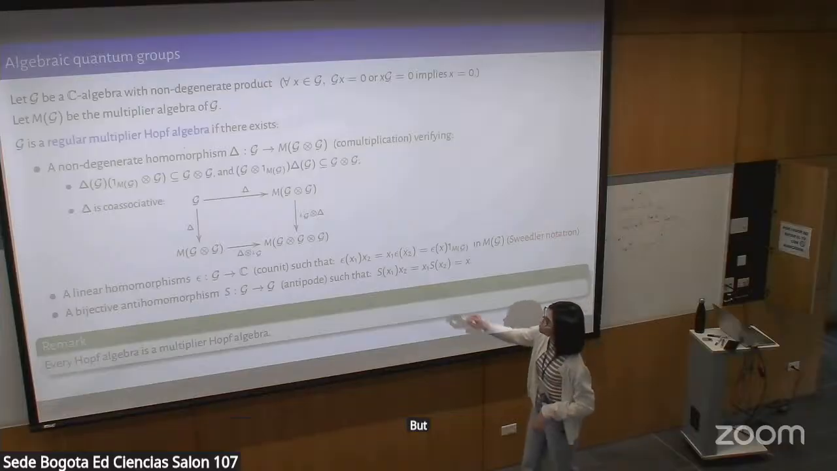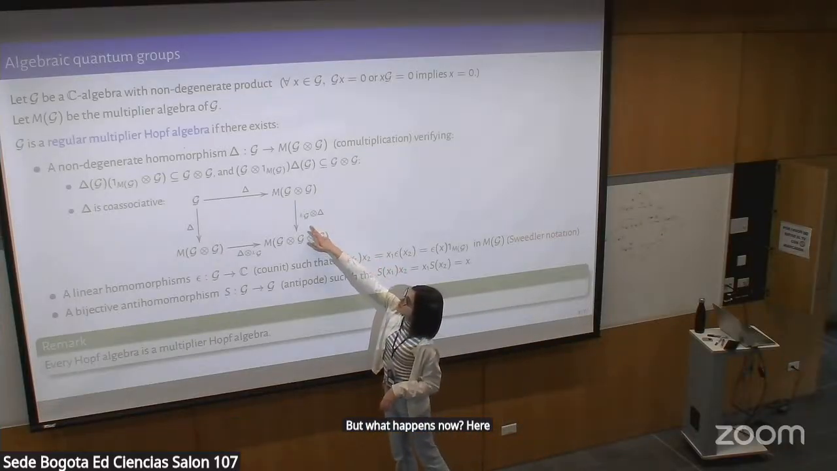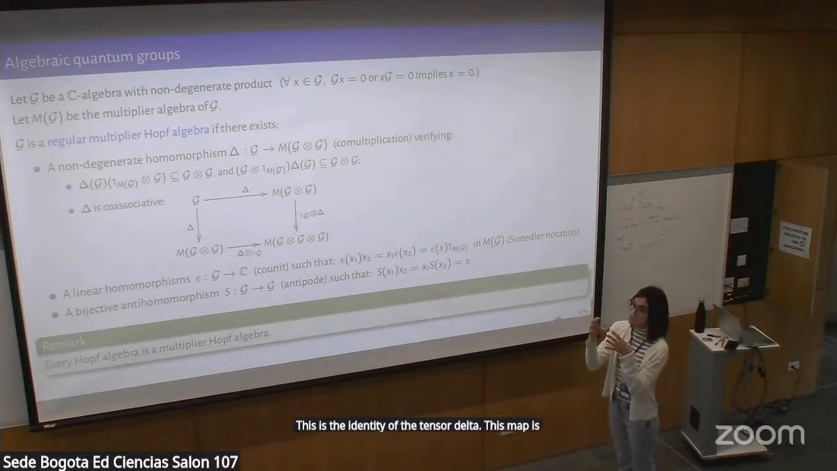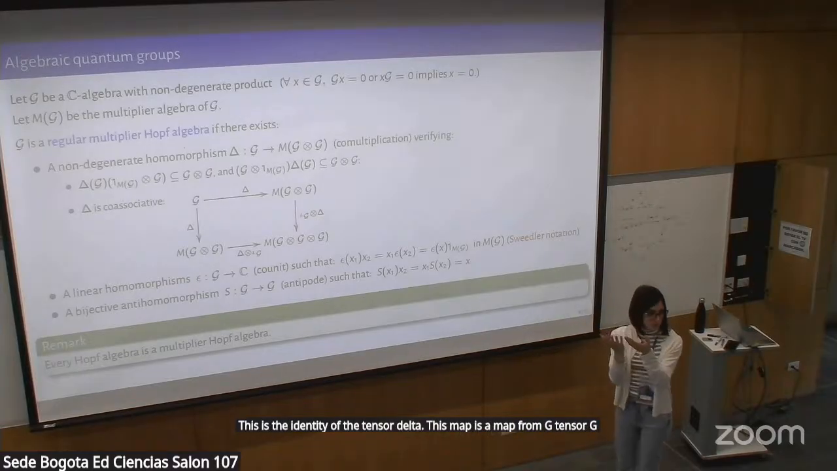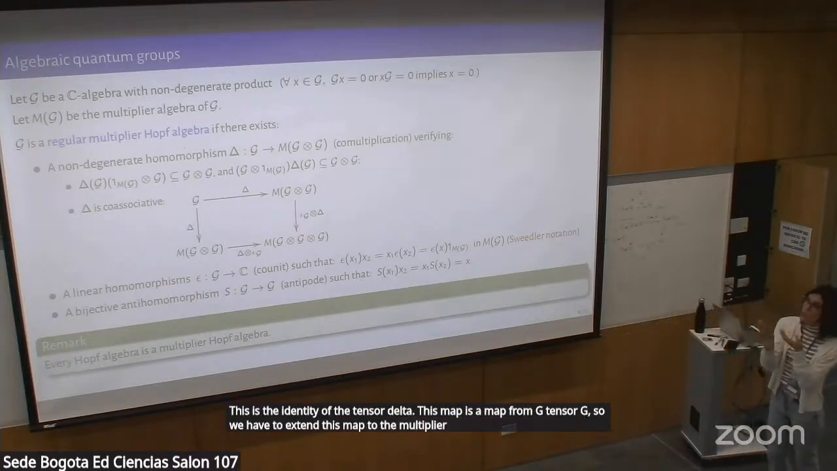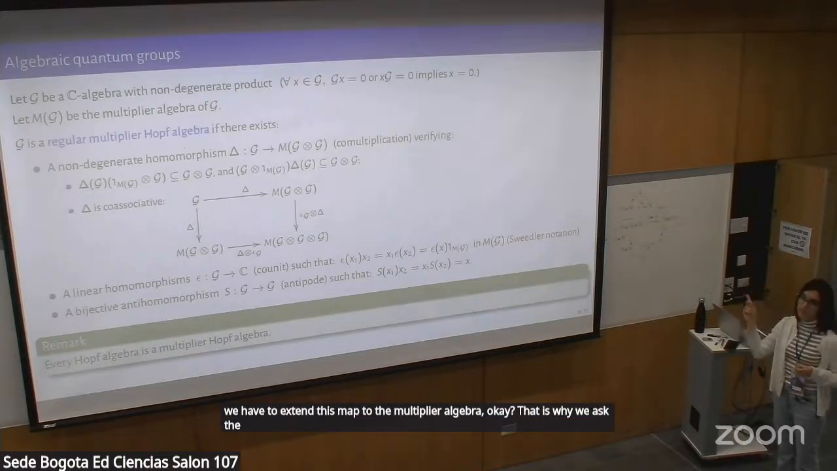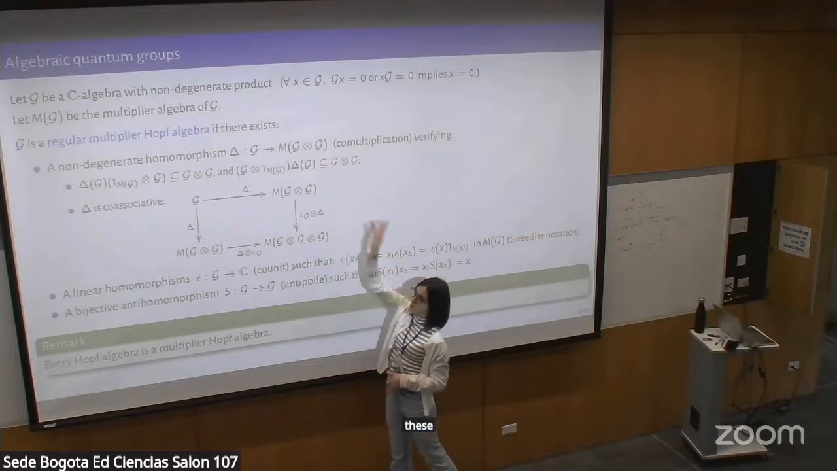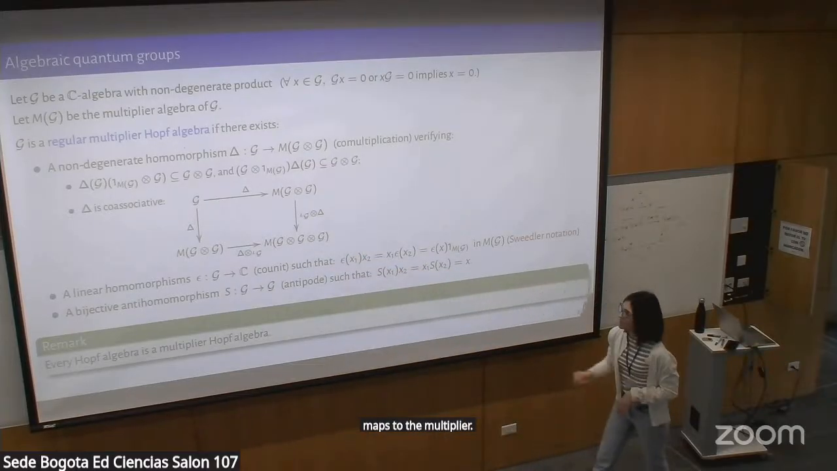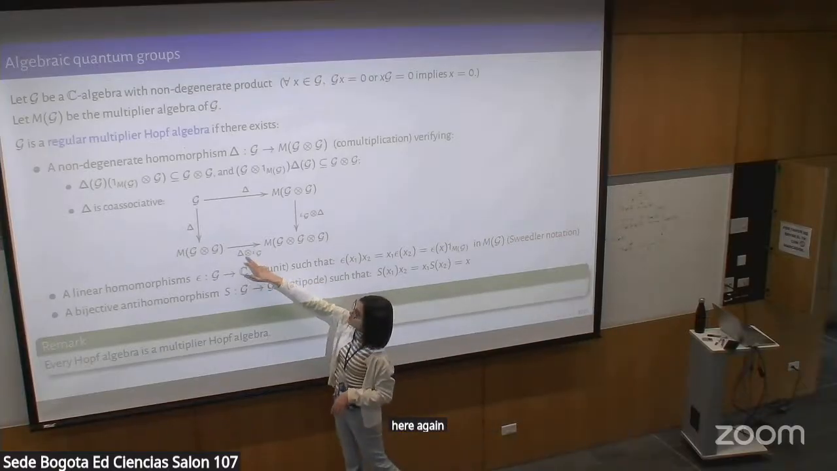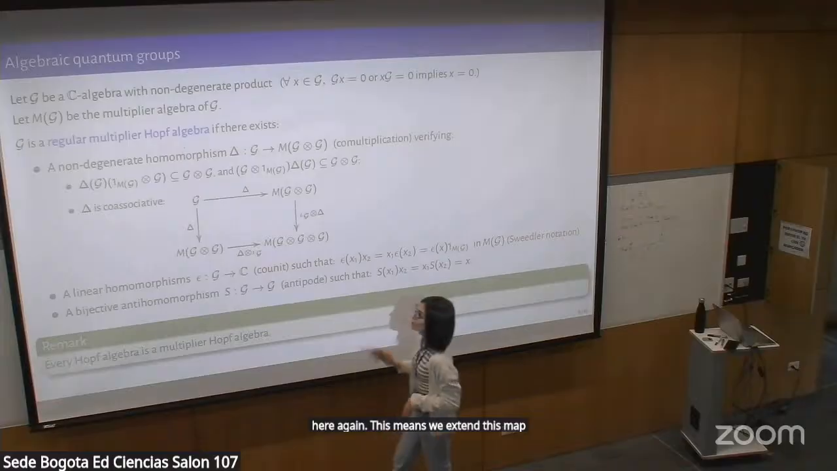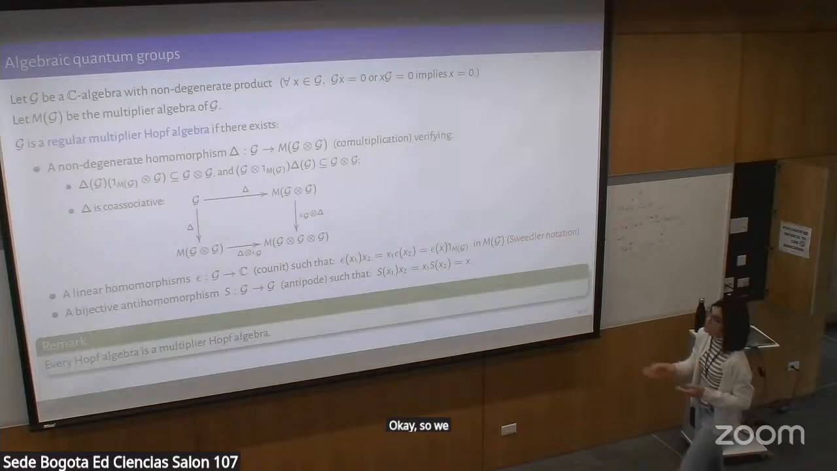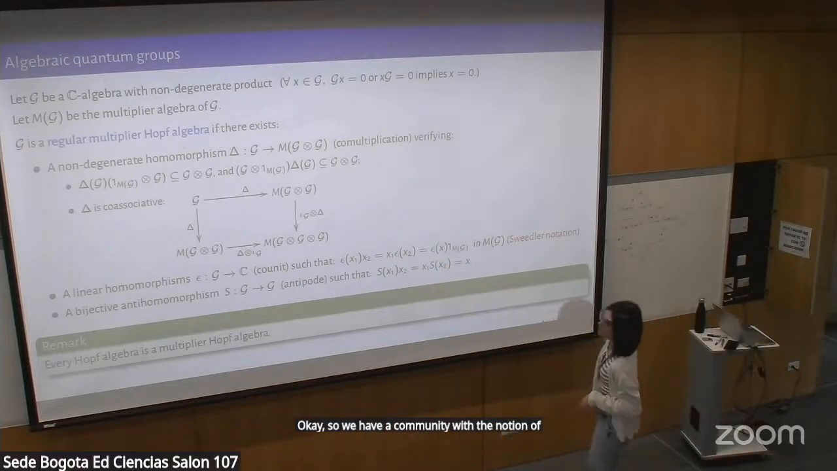But what happens now? Here I wrote the identity of G tensor delta. This map is a map from G tensor G, so we have to extend this map to the multiplier algebra. That is why we ask the comultiplication to be a non-degenerate homomorphism. This allows us to extend this tensor of maps to the multiplier algebra. Here again, this means we extend this map to the multiplier algebra, and this diagram commutes. So we have a comultiplication with the notion of co-associativity.